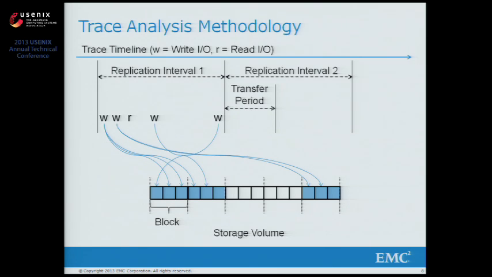And replication intervals tend to be back-to-back. So again, we have to track the changes that happen during the second replication interval with a secondary structure. So maybe we have two different bit vectors that we're switching between as we go between replication intervals.